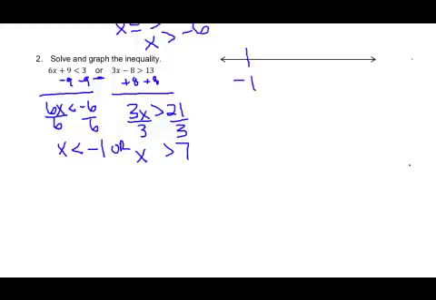So we need negative 1 and 7 on a number line. They are both open circles because they are not or equal to. From negative 1 we are less than, so we're going to go to the left. From 7 we are greater than, so we're going to go to the right. So OR graphs should be going in opposite directions because it's one or the other solution.